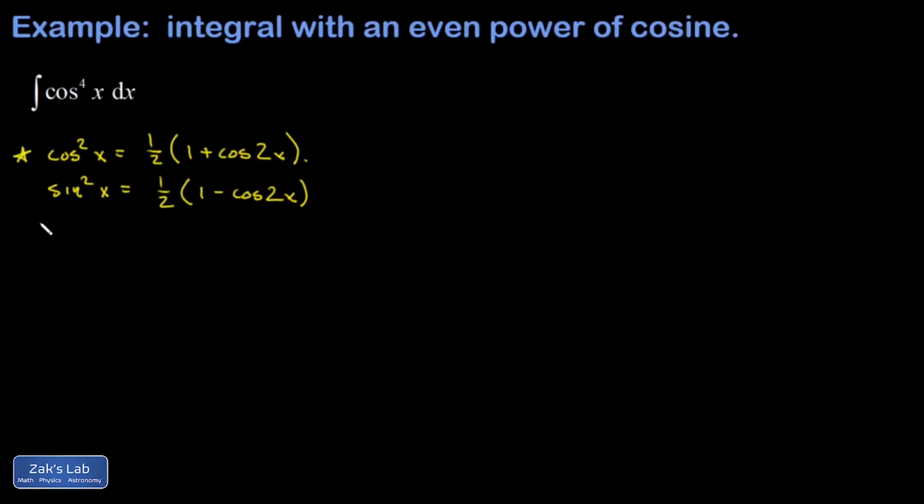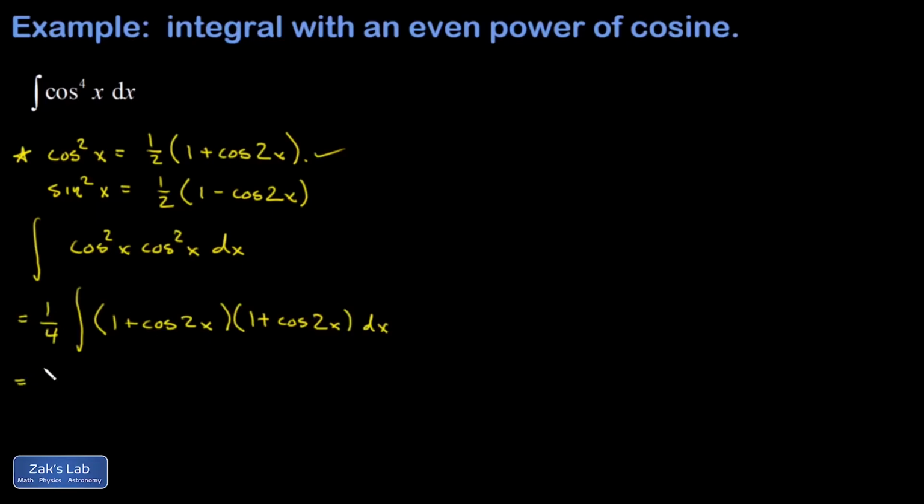What I'm going to do is look at the integral as cosine squared multiplied by itself, and then apply this identity to each of those cosine squareds. Well, each of those is carrying a 1/2, so I'm going to move a 1/4 out in front. Then I'm going to expand this integrand using FOIL. My first term is just 1, and then my cross terms are going to be like terms. I have a 1 cosine 2x and a cosine 2x times 1. That gives me a total of 2 cosine 2x, and that's not a hard thing to integrate.